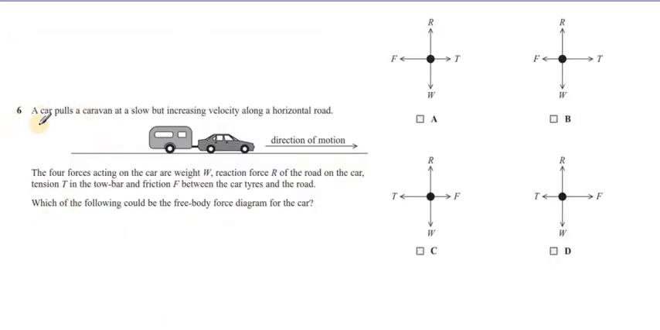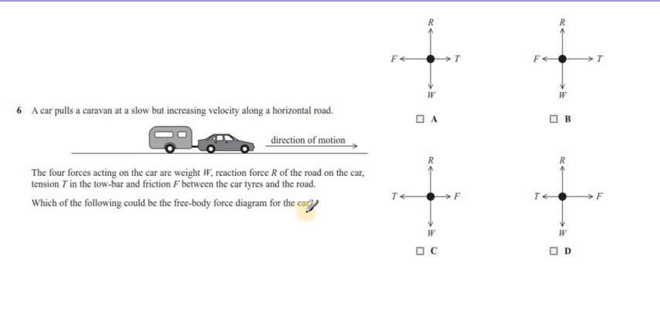Question number 6. A car pulls a caravan at a slow but increasing velocity along a horizontal road. Okay, direction of the motion. The four forces acting on the car are W and reaction R on the car, and tension T in the tow bar, and the friction between the car tires and the road. Which of the following could be the free body diagram for the car?